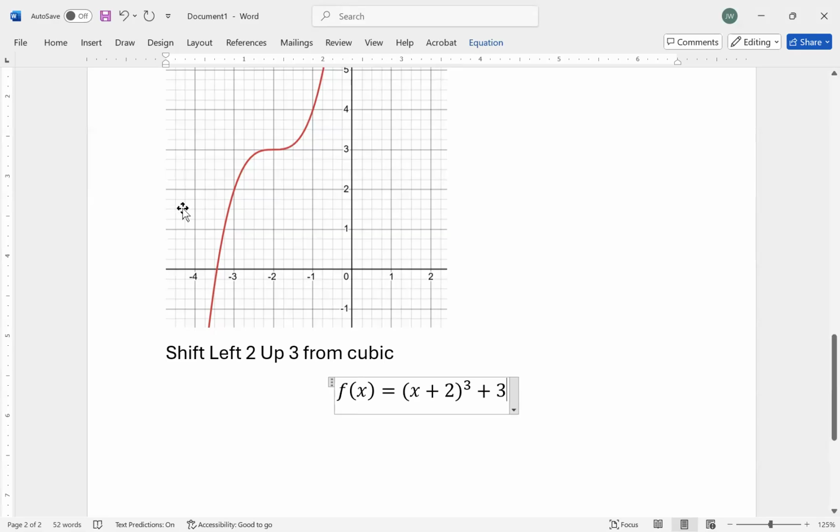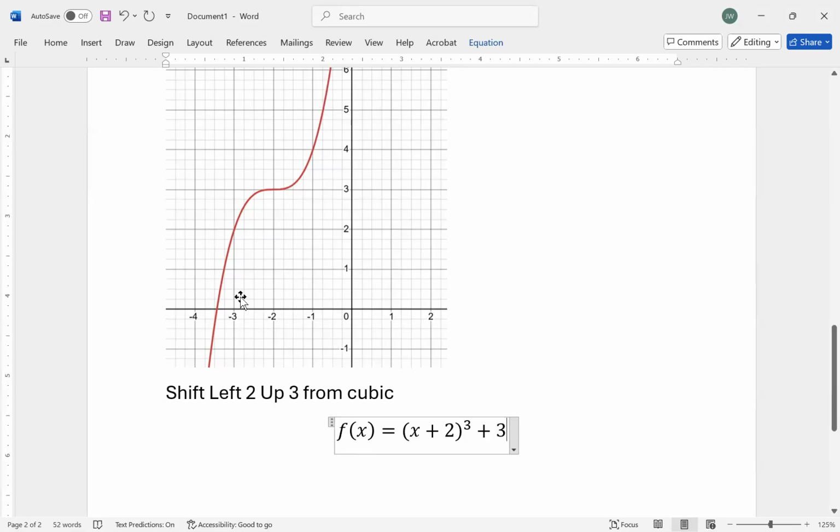Therefore, I know that the function that gives me this graph is f of x is equal to quantity x plus 2 cubed plus 3. Left 2 up 3, shift from x cubed. Again, you don't have to write f of x. Some people would write g of x or h of x, whatever letter it indicates to use. Go ahead and use that letter.